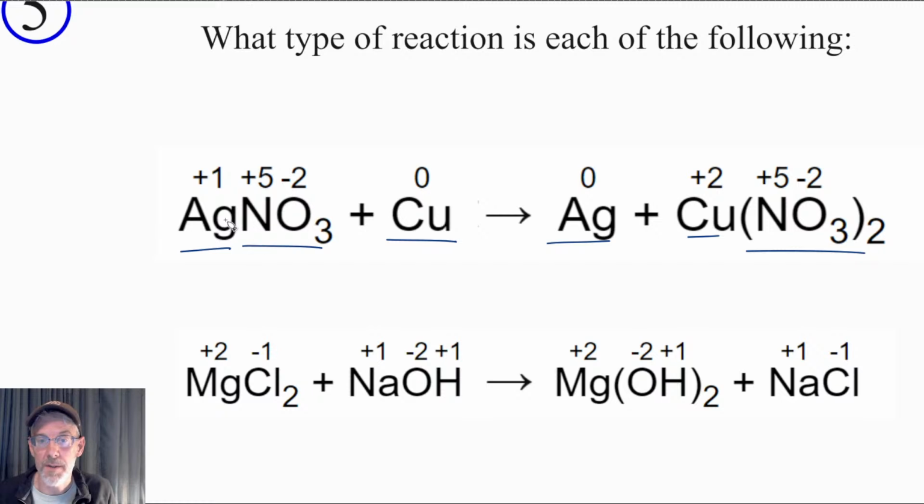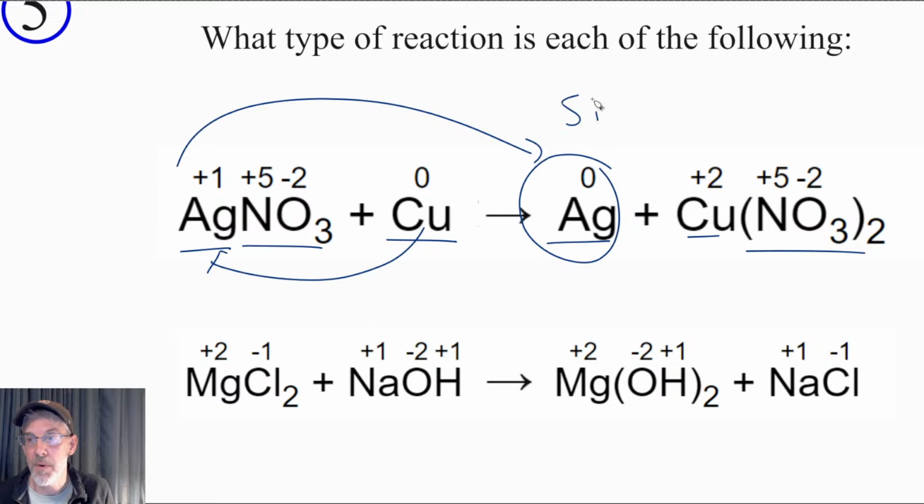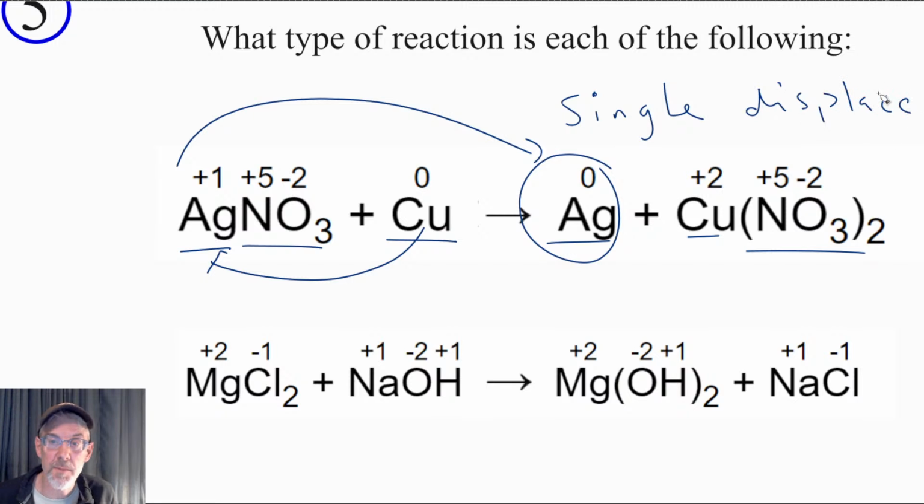So in the first one, like Jason, you're saying, the copper pushes the silver out. So now we have silver all by itself. So this is a single displacement reaction. I'm going to run out of room. Single displacement, and the oxidation numbers do change, so it's also redox.